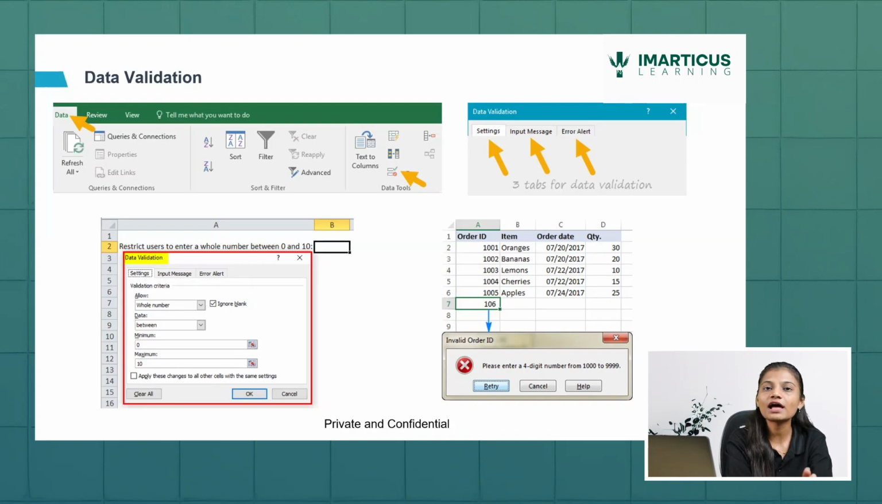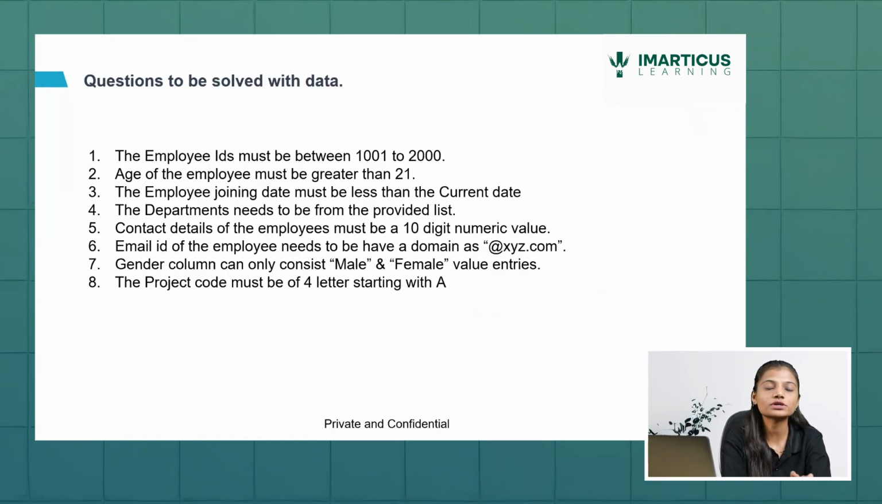Now with respect to data validation, we will try to solve certain questions which I have. The very first is employee IDs must be between 1001 to 2000. The age of the employee must be greater than 21. The employee joining date must be less than the current date. The departments must be from the provided list. The contact number must be a 10-digit number. Email of the employee must contain a domain which is like this. Gender must be only female and male, and the project code which is possibly available to us must be a 4-digit code starting with A.